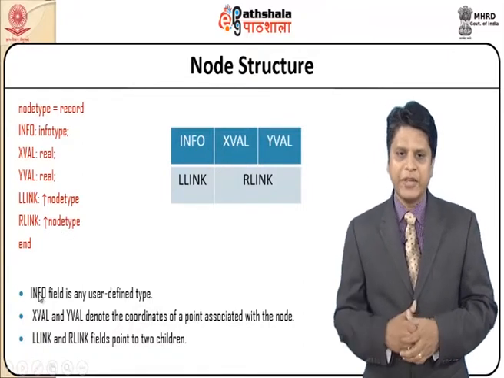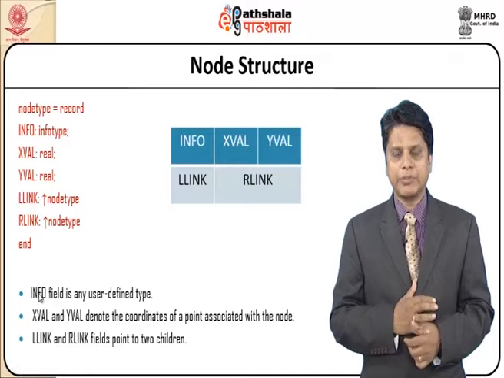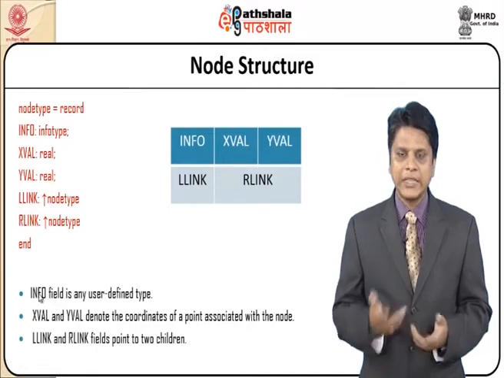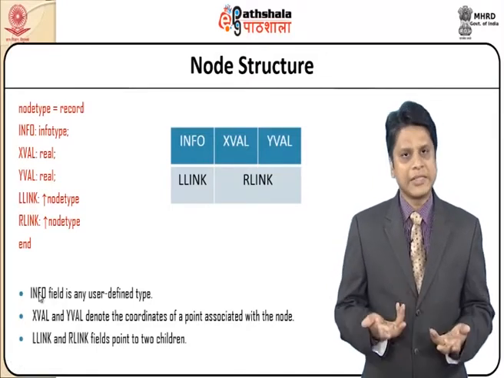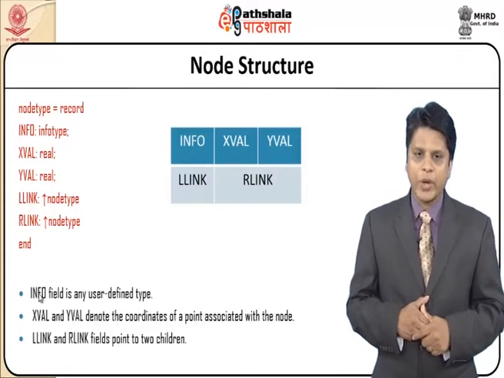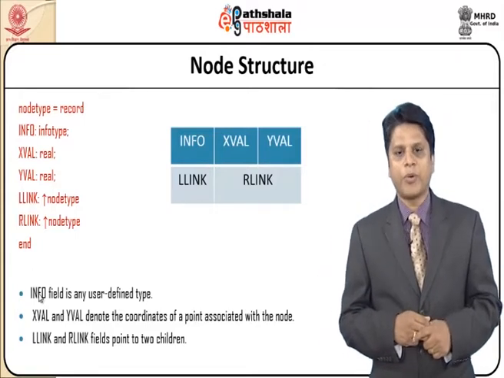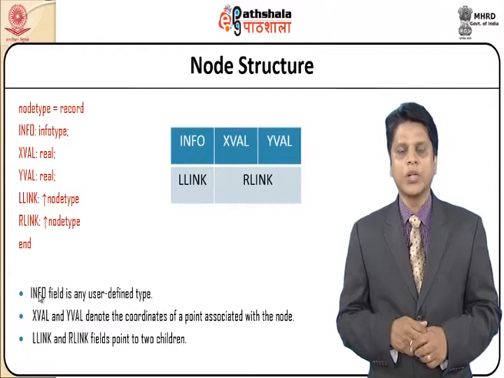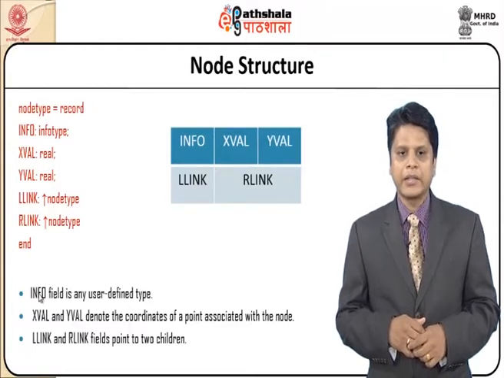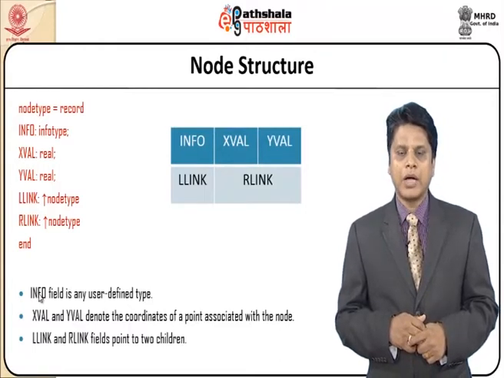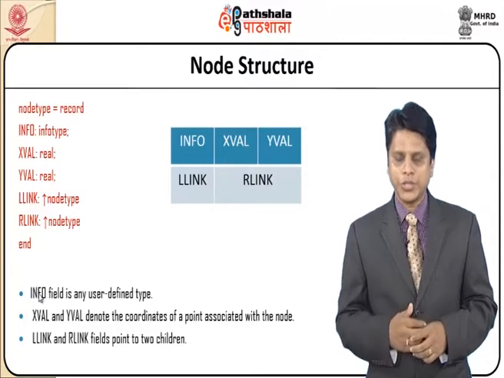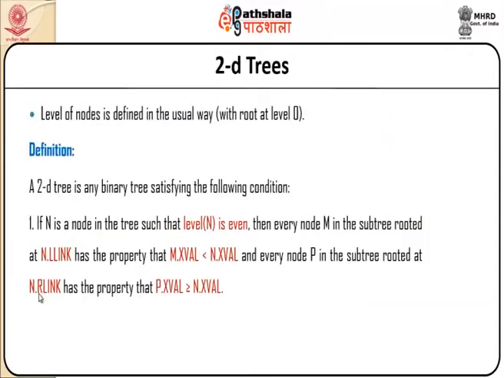So, this information field is any user defined data type. We can say it is a city or it could be a B, C, D value. X and y value denote the coordinates of the point associated with this particular node. Left link, L link and R link are the two pointers to the two children.